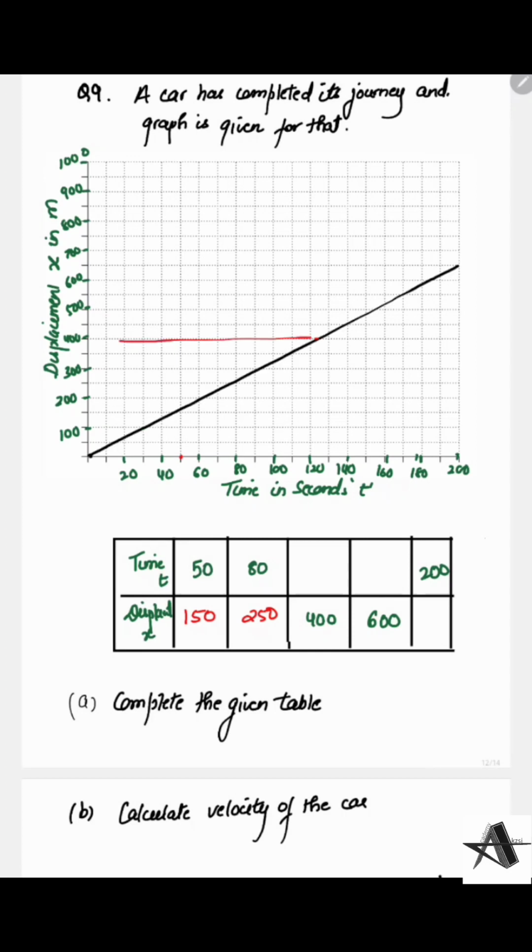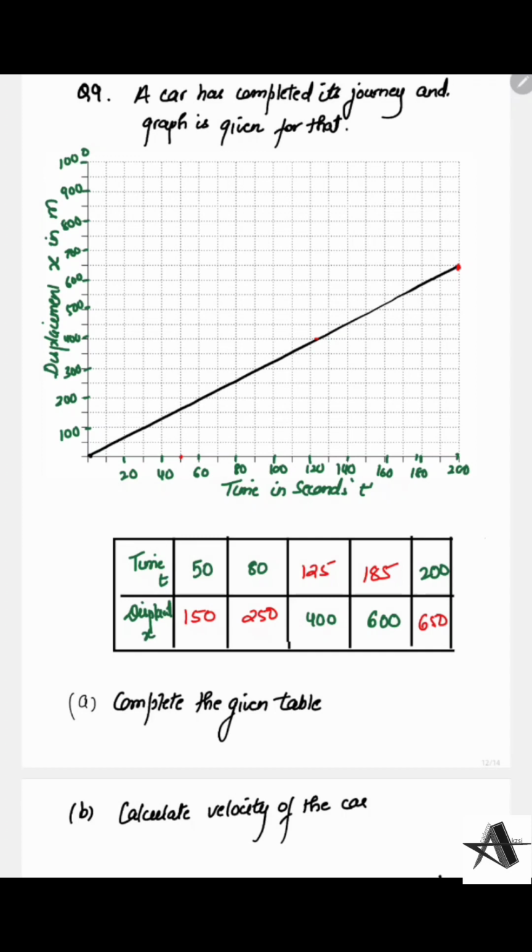So 125. Then 600, that means draw a horizontal line and then a vertical line. So it's between 180 and 190. I can say 185. And at 200, that means this is 200. So this is 650. So we have completed the table.